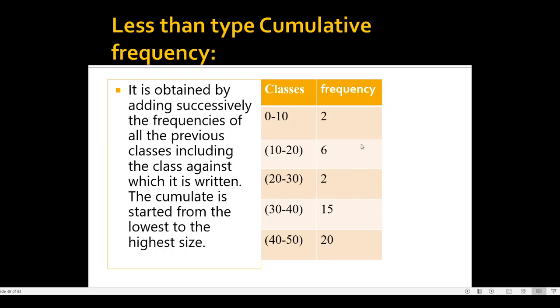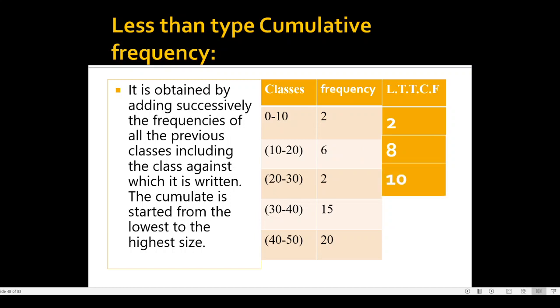First we have to calculate cumulative frequencies of less than type. For this, first we write the first frequency as it is in the less than type cumulative frequency column. Then for the second, we have to add this frequency and the frequency of the next class, which is 6. So here 2 plus 6 is 8. Therefore the next cumulative frequency is 8.